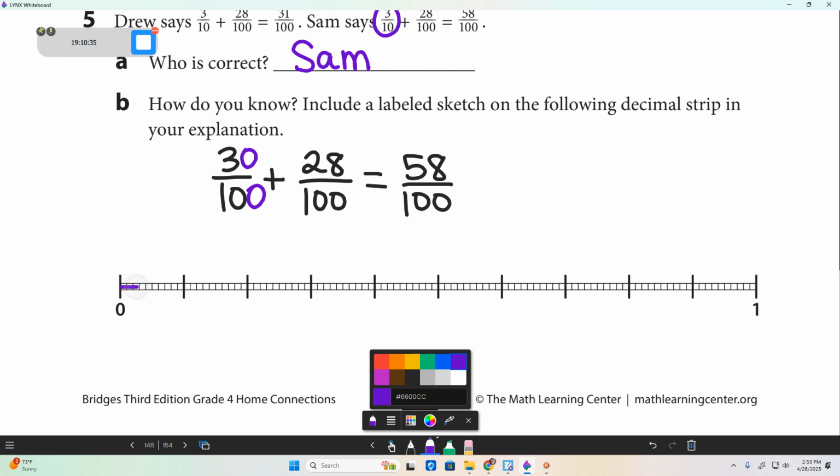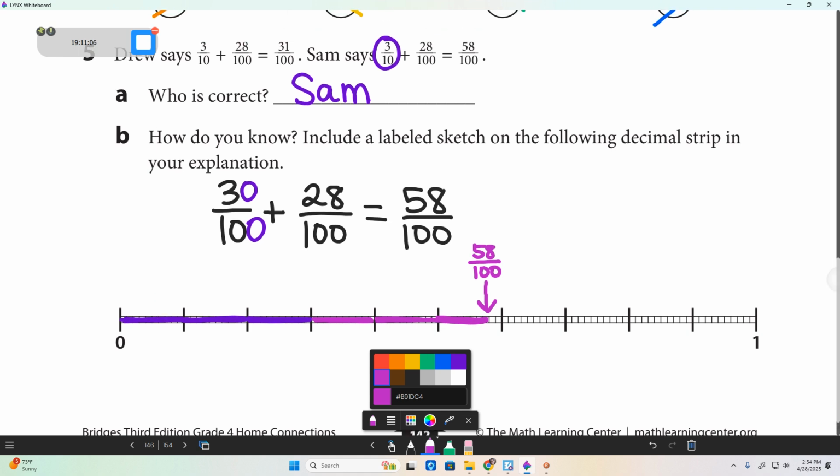3/10. It's not just 3 little squares. It's 3 strips. That's why Sam's correct. Sam realized that 3/10 is the same as 30 little squares. And then let's add 28 more. So there's 20 and there's 8 more. And you can see that that does finish off at 58 hundredths. Like Sam said, not at 31 hundredths like Drew said.